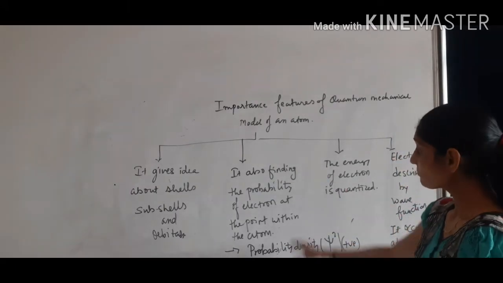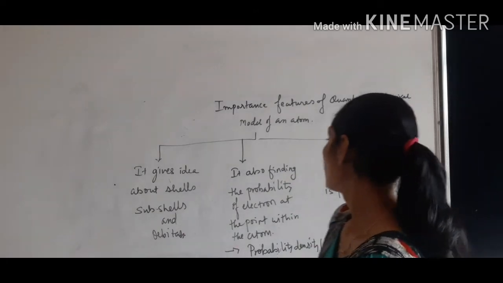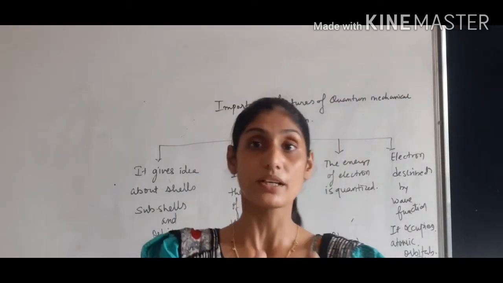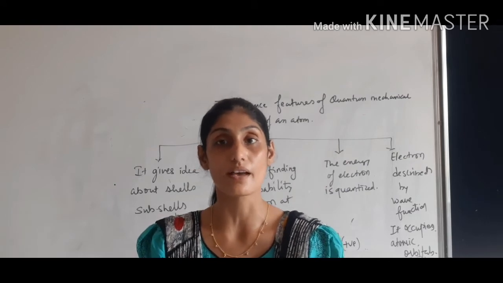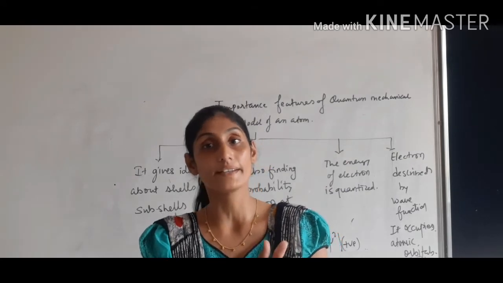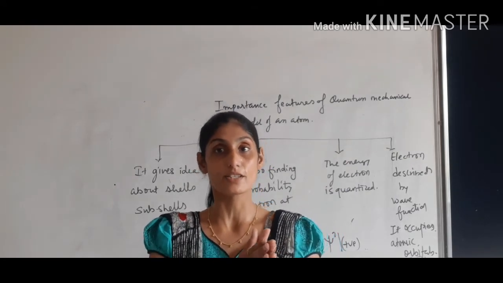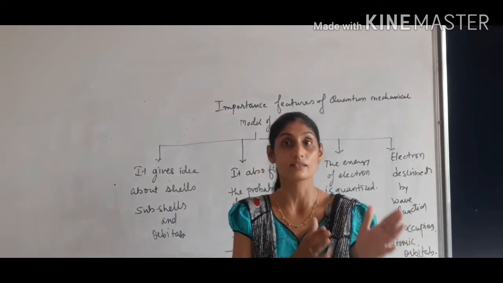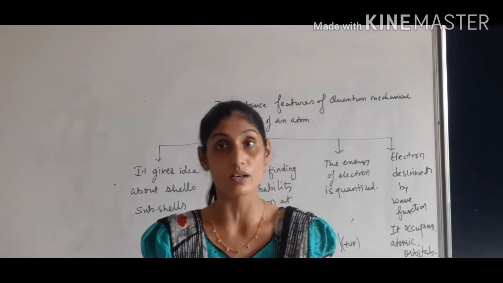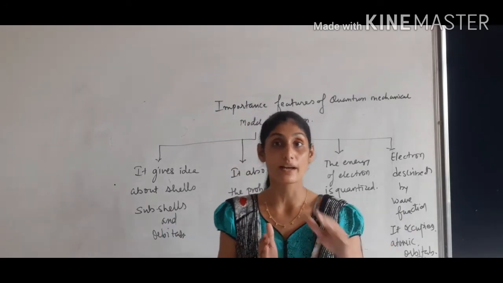Whenever the probability of finding the electron becomes equal to 0, तो हम उसे बोल देंगे nodal surface. The nodal surface is where the probability density psi square is always equal to 0. That's why that surface is known as a nodal surface, and that particular region is known as a node.